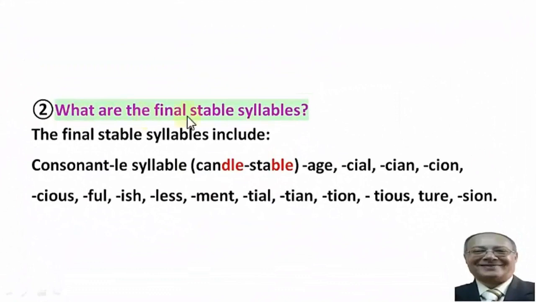What are the final stable syllables? The final stable syllables include consonant L-E syllable, candle, stable; A-G-E; C-I-A-L; C-I-A-N; C-I-O-N; C-I-O-U-S; F-U-L; I-S-H; L-E-S-S; M-E-N-T; T-I-A-L; T-I-A-N; T-I-O-N; T-I-O-U-S; T-U-R-E; S-I-O-N.